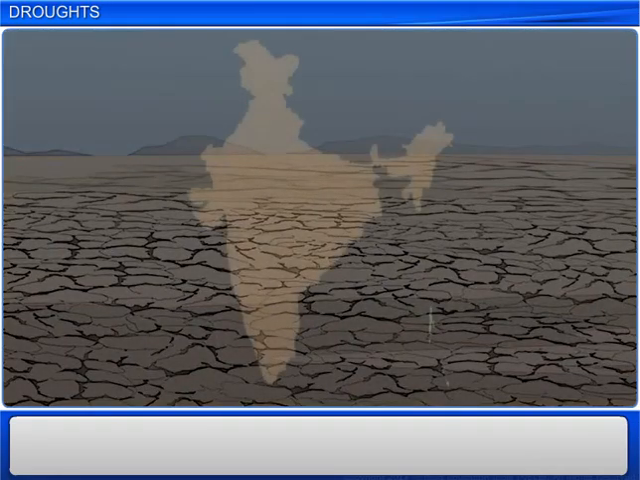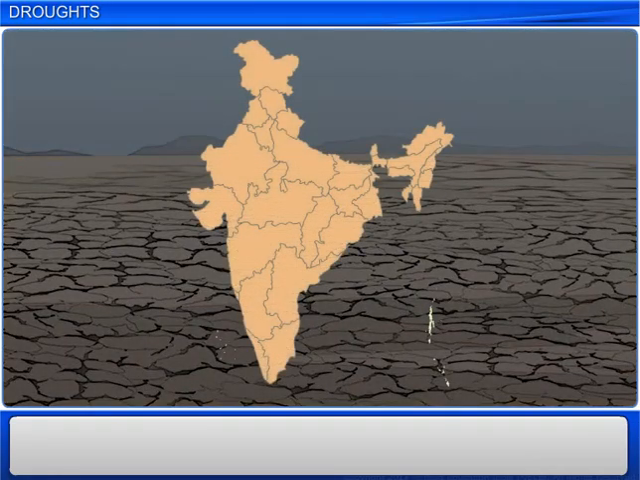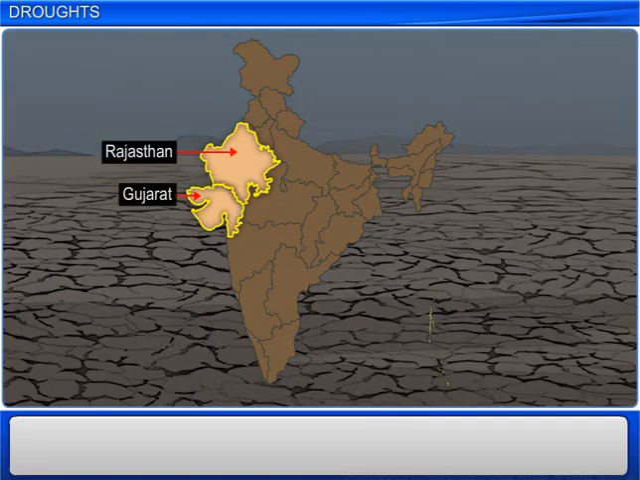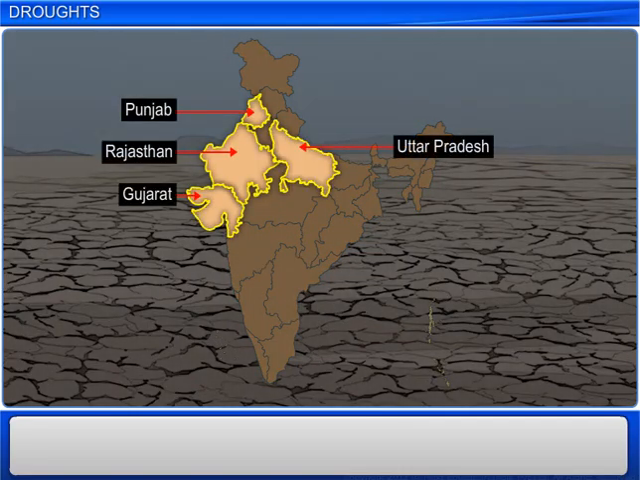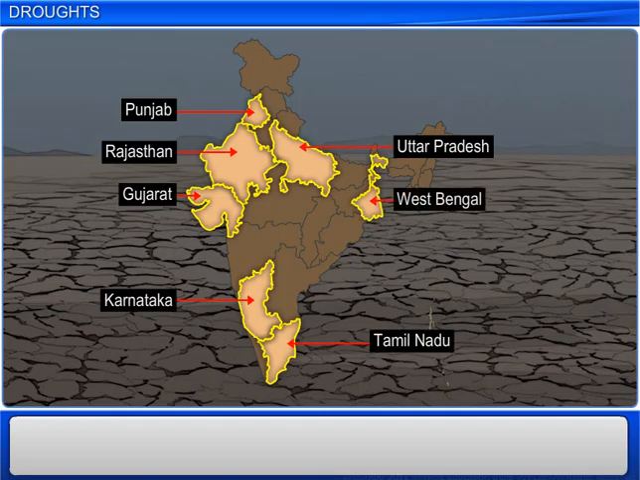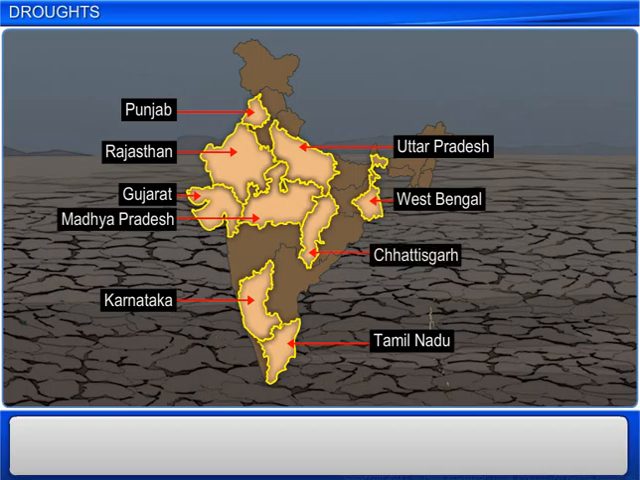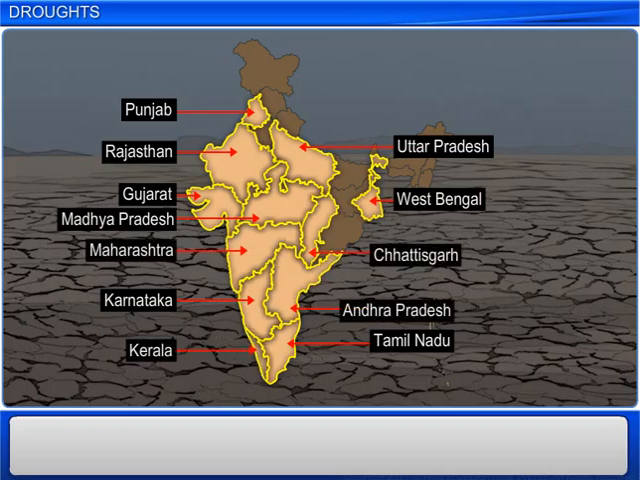The drought-prone regions in India are the dry and semi-dry regions of Rajasthan, Gujarat, Punjab, Uttar Pradesh, Tamil Nadu, South Karnataka, West Bengal, Madhya Pradesh, Chhattisgarh, Andhra Pradesh, Central Maharashtra, Kerala, Bihar, and Orissa.